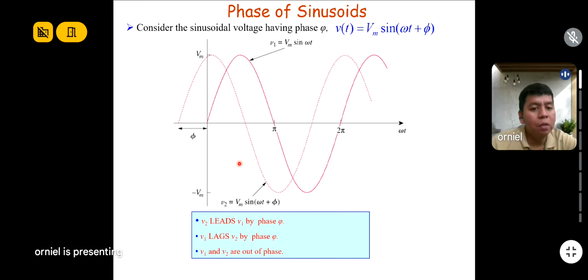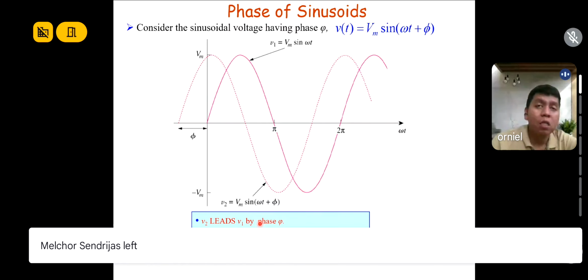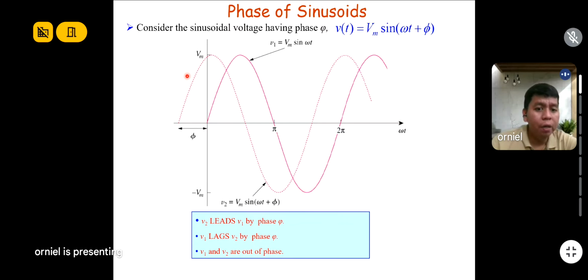So make sure that they have the same frequency. You cannot compare two waveforms with different frequencies. Although they have different phases, they are out of phase, the frequency must be the same. So they should be the same frequency, otherwise you cannot compare the two. Otherwise, V1 and V2 are out of phase. So normally this is how we illustrate this kind of waveform.